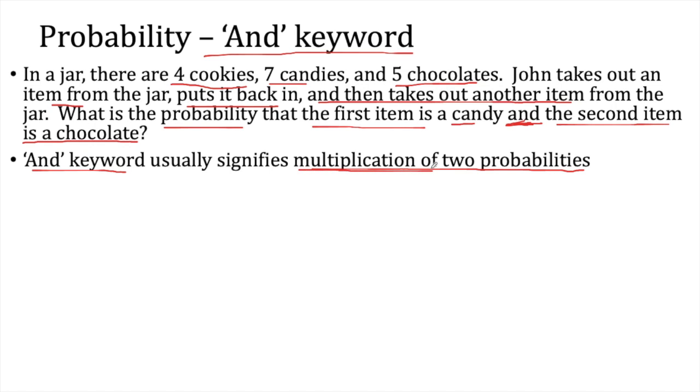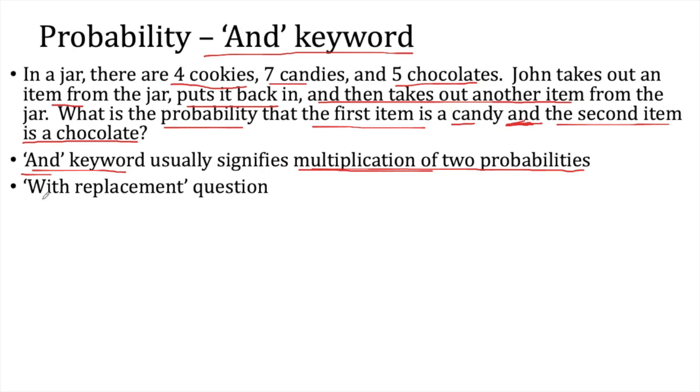Now you may ask, why not division? Division of two fractions does not necessarily mean that the resulting fraction will be lower than the individual fractions. If one of your fractions is greater than the other one, then your final answer may be even greater than one of those individual fractions. So multiplication is used in the AND keyword.